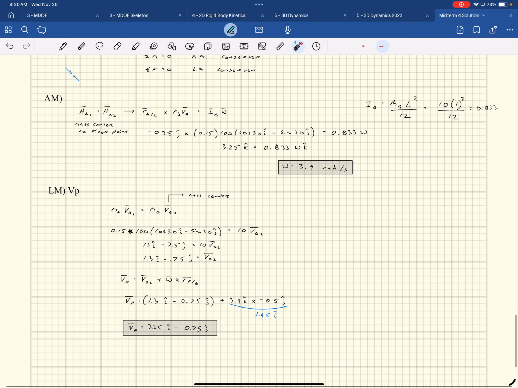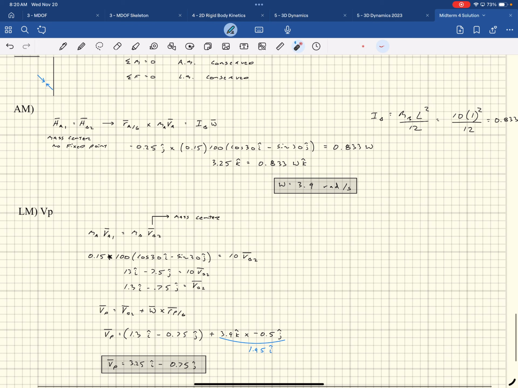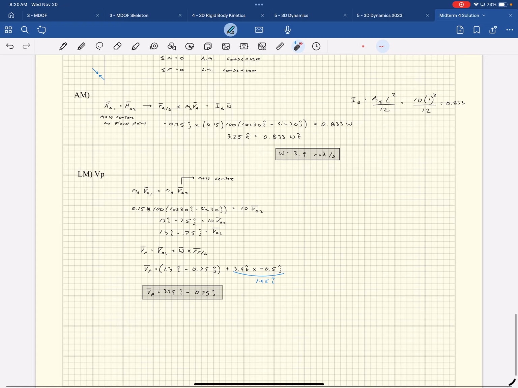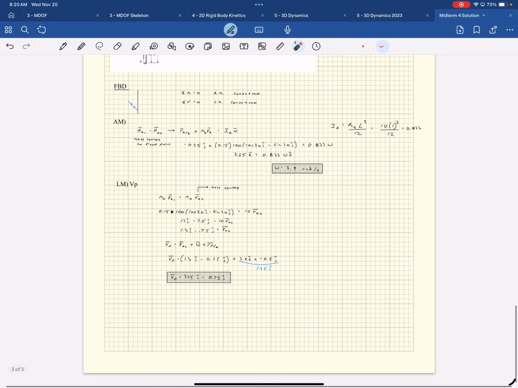I don't blame you for it. I think what happens is they got to here, and then instead of hitting linear momentum, they didn't know what to do. So they figured they must have to do energy, and they jumped over and did energy to try to fill the gap, and just missed the linear momentum. So, no judging. Any questions about that?